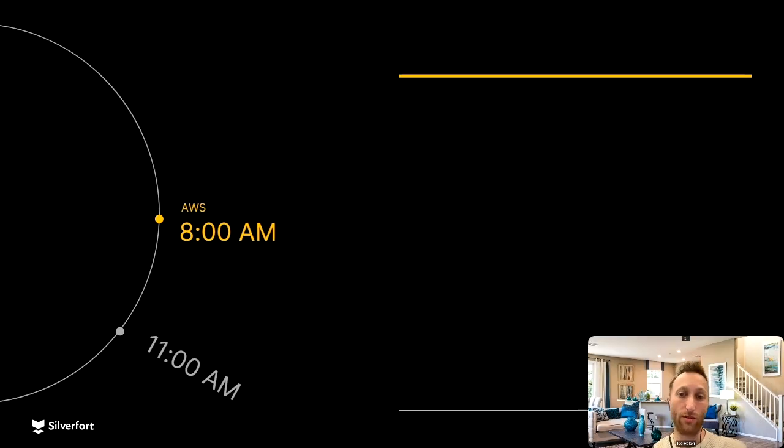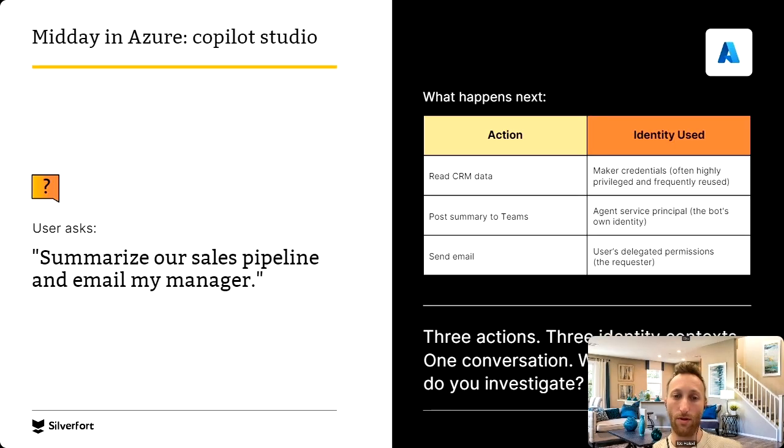Great. So we continue our day. This time the agent is working on Azure. And when Alex, the agent, is trying to access SharePoint, whose permission is it actually using? Is it the user's, yours, or its own? So let's use the agent in Azure running in Copilot Studio as an example. It has a user that asks it to summarize the sales pipeline and send an email. But how does it actually work behind the scenes?